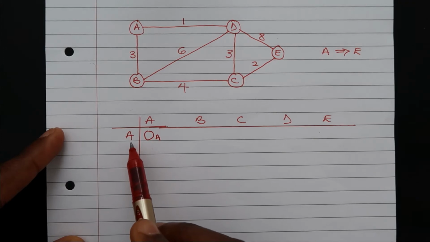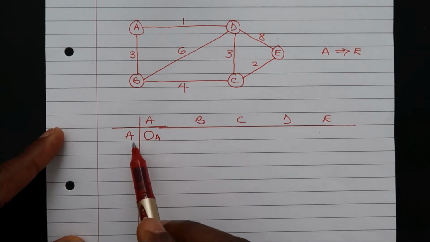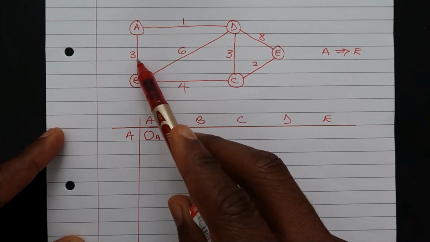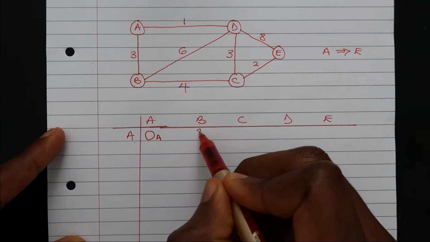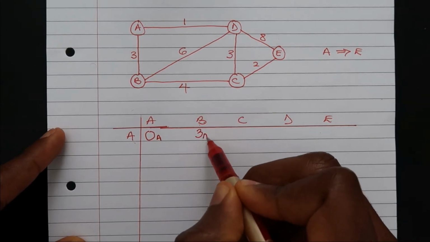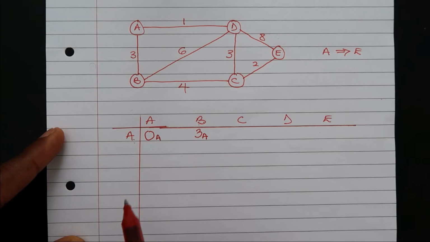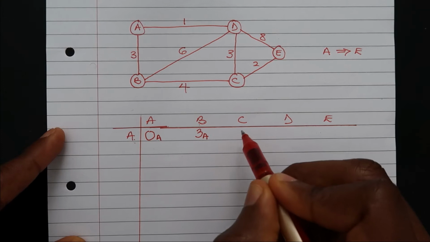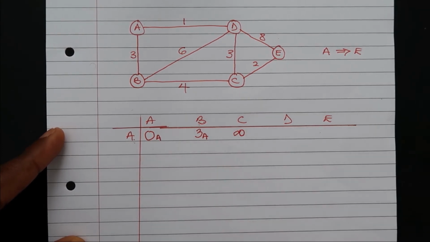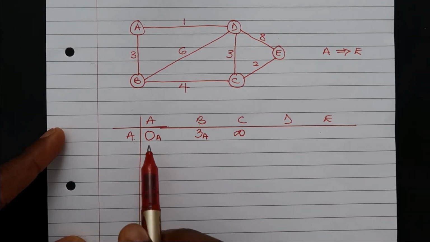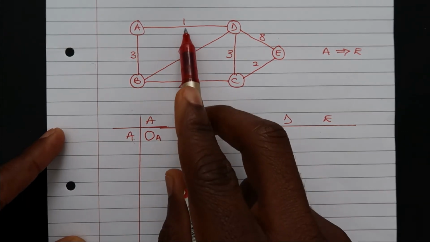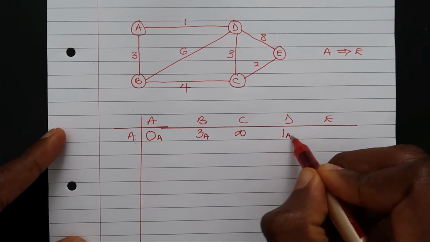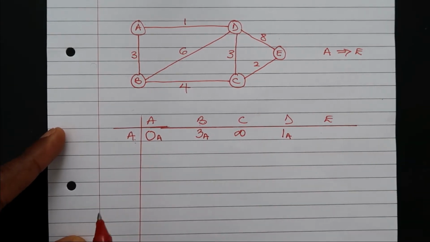Then I'll move on to explore A to B, the distance between A to B. And I know that it's 3. So I write down 3 here. Again, I'll put down the node that I'm exploring, which is A. A to C. Now A to C doesn't exist, and I'll represent that with the infinity symbol. I'll do A to D. Now A to D is 1. I'll write down 1 there, and then once again I'll write down the node that I'm exploring.